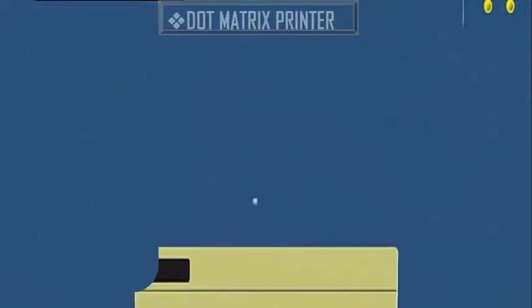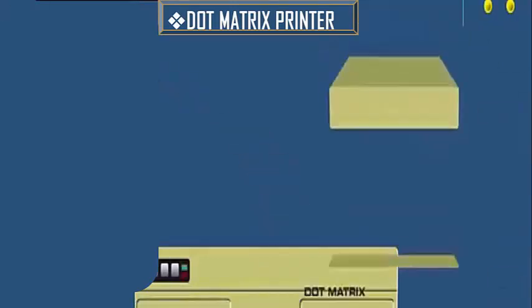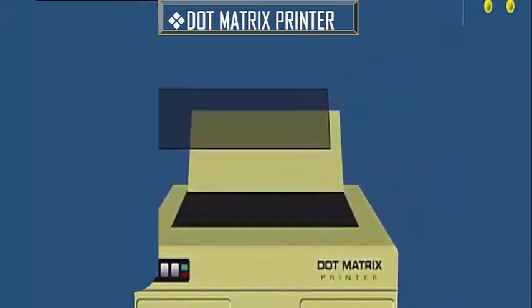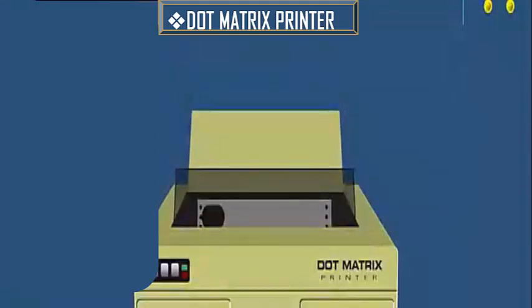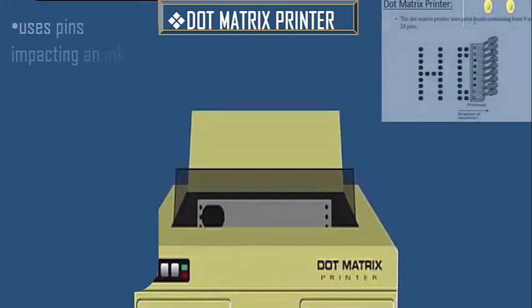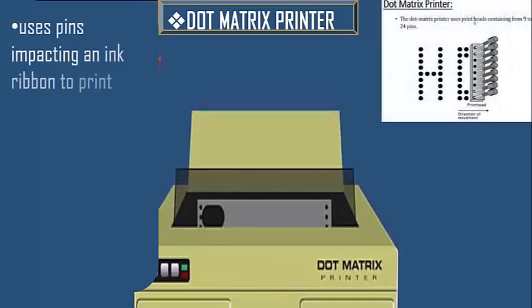The most common type of impact printer is the dot matrix printer, which is almost non-existent today. This is an old technology that produces rough print quality. They are very noisy printers. To create letters and images, the print head, which contains pins, sits over an ink ribbon. This ribbon rests above a piece of paper.